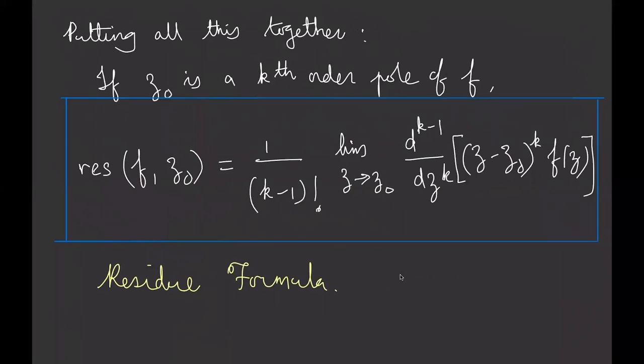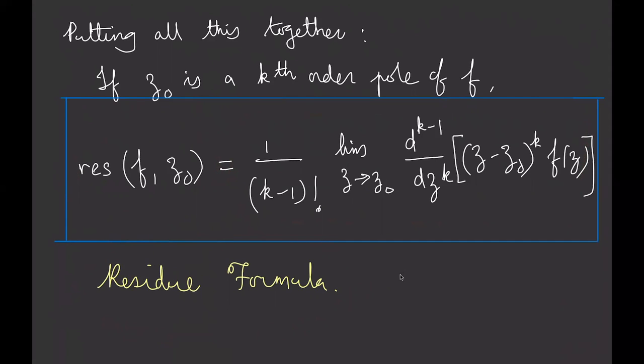So here's a formula. Now we can just put everything together. We figured out that this was equal to a negative 1 if you had a kth order pole, and in the previous slide we figured out that a negative 1 was equal to this. So this is an important formula. We're going to call this the residue formula.